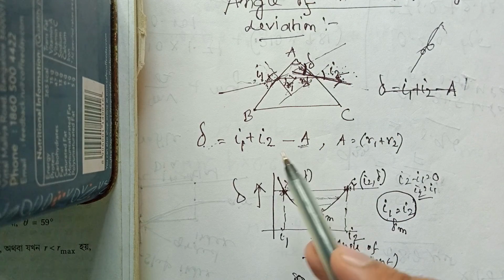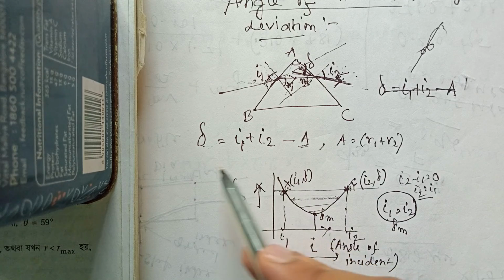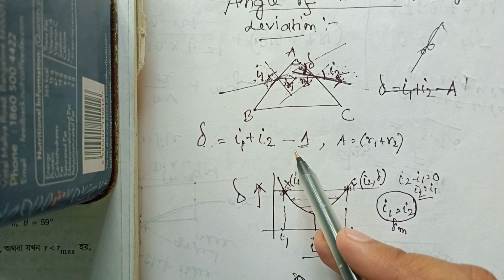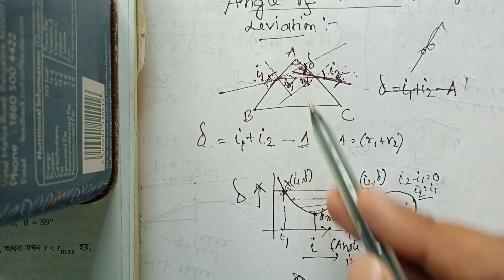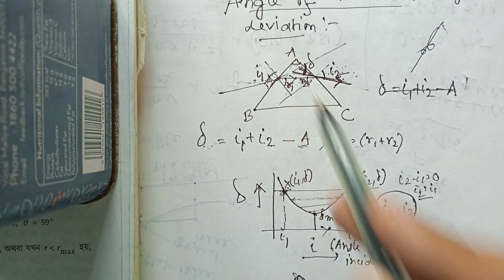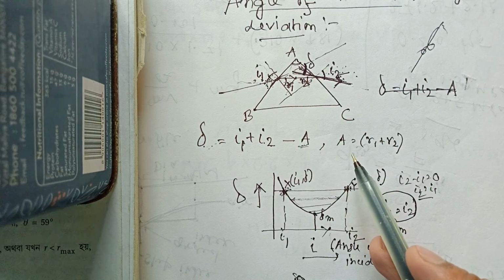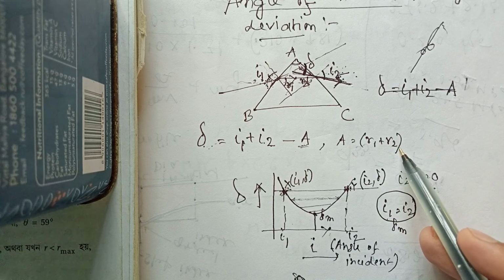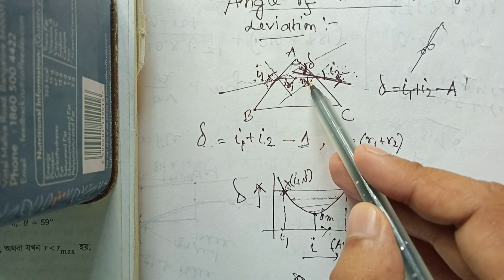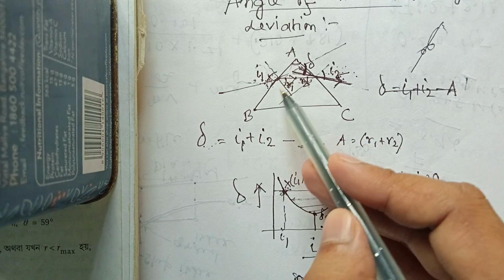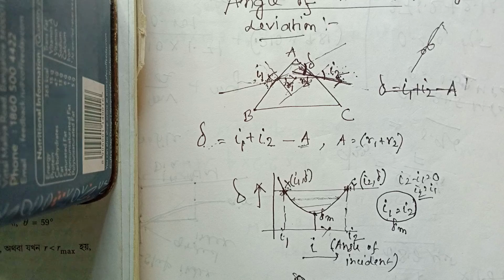Now we have seen last day that delta equals I1 plus I2 minus A. What is A? A is the angle of prism, this angle, right? And we have also seen that A equals R1 plus R2. What are R1 and R2? This is R1, this is R2. Angle R1, angle R2.